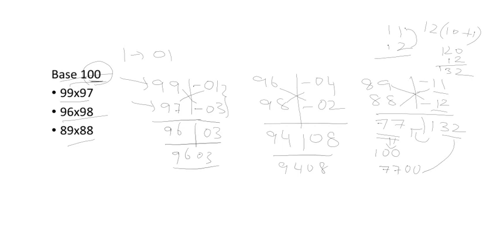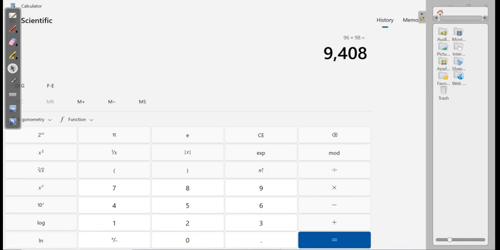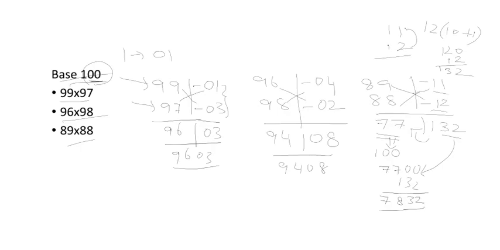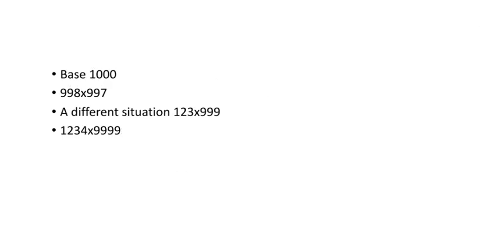Now I have to bring this value 132 and add it. Therefore, we will obtain 7832. So this is the final answer. Let me check this answer of the product of 89 and 88. So 89 into 88, the answer is 7832. Yes, we have obtained the same value here. Let me move on to the next thing.